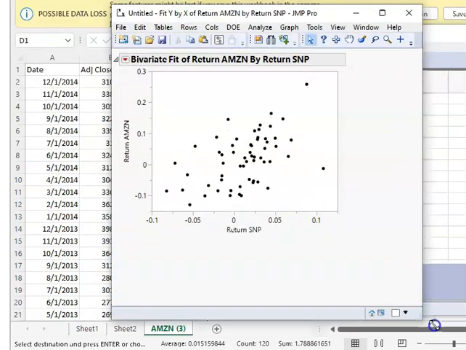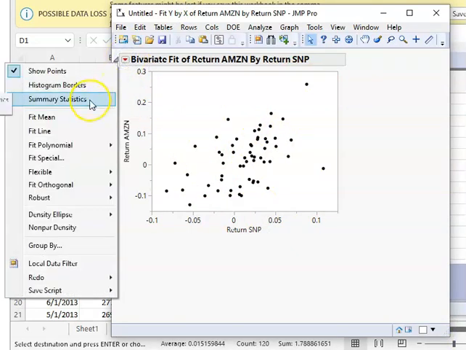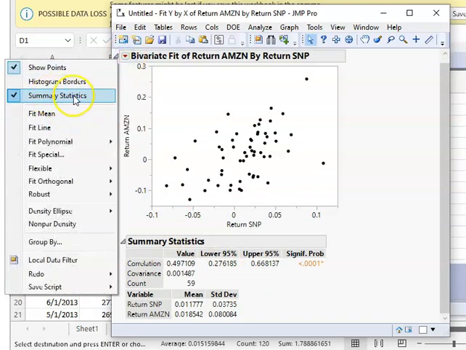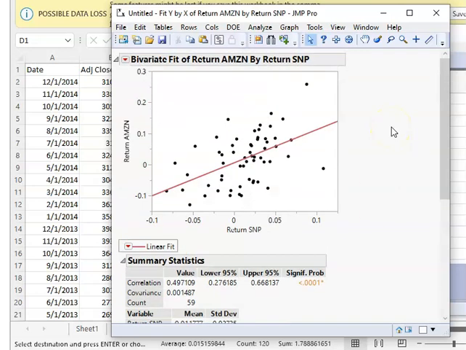Alright, we have a scatter plot, looks pretty much linear, and I can see my red arrow. Summary statistics will give me the mean and standard deviations, and then I want to see the fit line, regression line. That's the regression line. That is the equation that I wrote in Microsoft Excel. So you can see the beta is the slope 1.06. Right? That's how you find your beta, or you find the regression line using JMP, and that's actually very fast and easy.